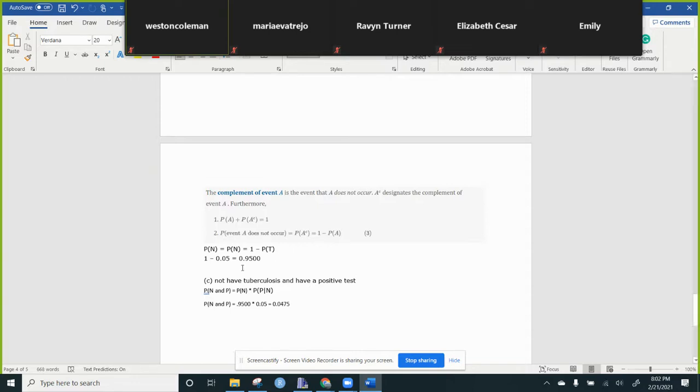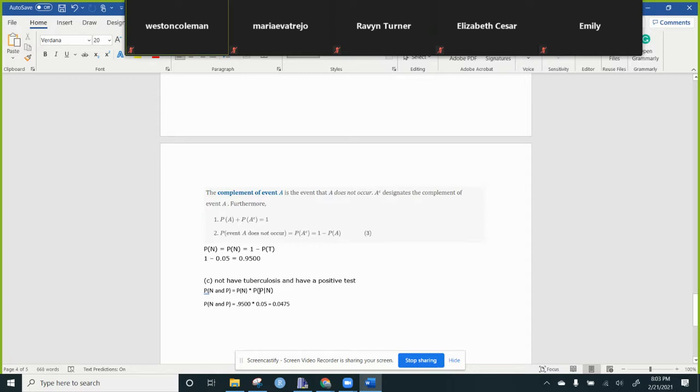All right. So what is C? That they didn't have tuberculosis and had a positive test. This is called a false positive if anybody works in medical. All right. So probability of N and P. So remember here I got probability of N, which is 0.95.